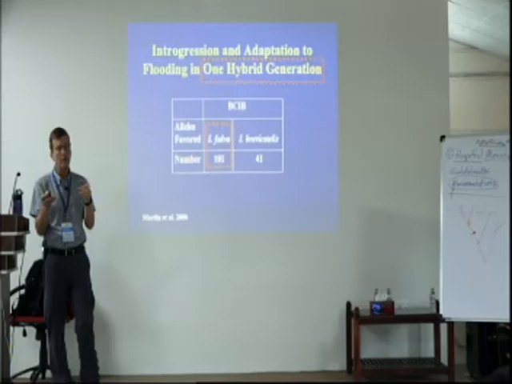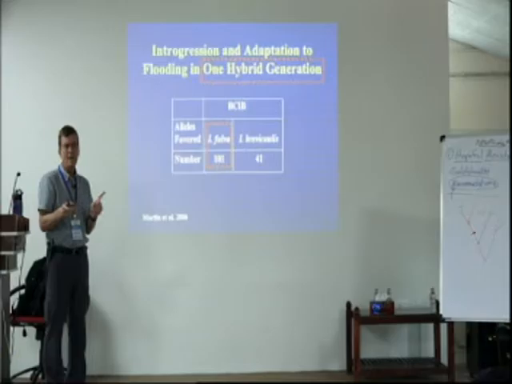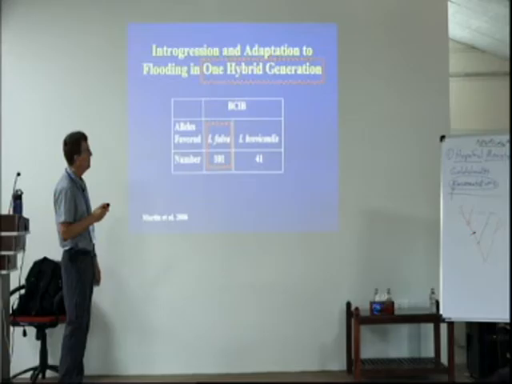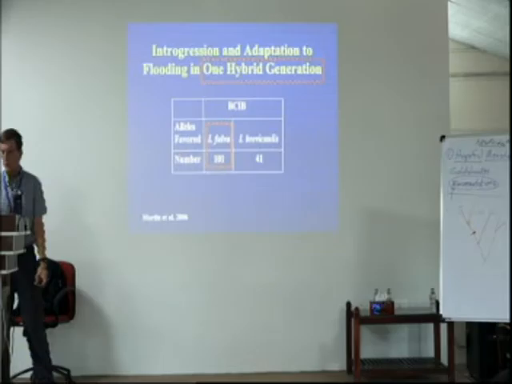Two major regions of the genome caused these to survive, and it was because of negative epistatic interactions between those two regions. So if you had the right phase, you made it. If you had the wrong phase, allelic combination, you don't. So in one hybrid generation, we actually had this kind of radical adaptive trait integration that caused flood tolerance to be transferred in. This is not the last example I'll show you of this.